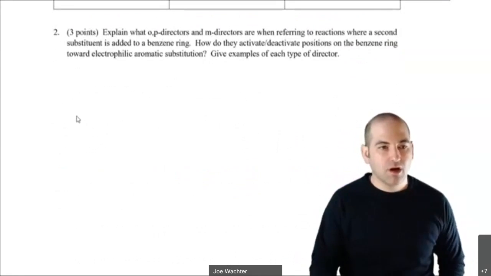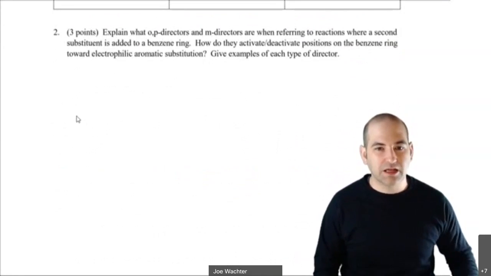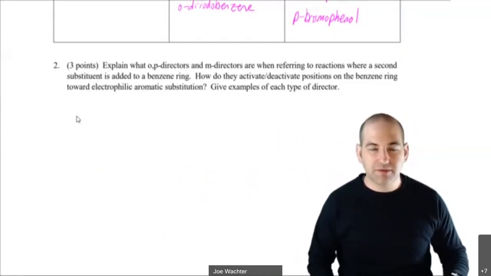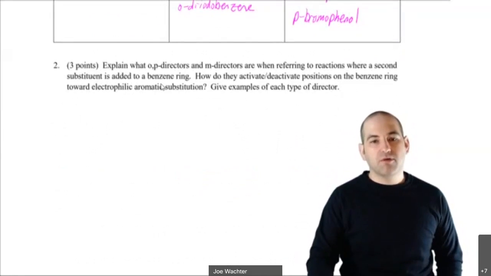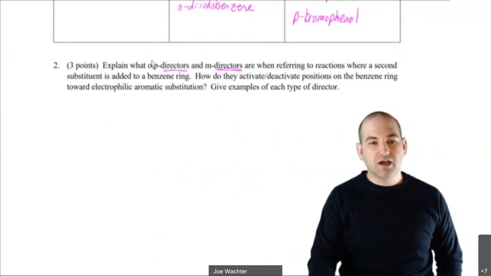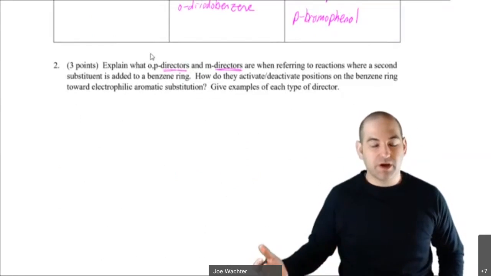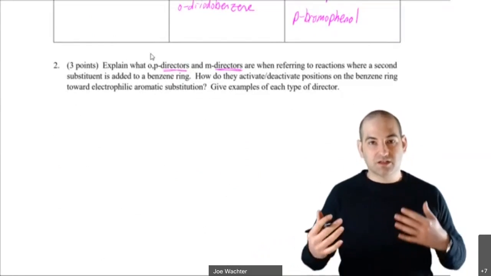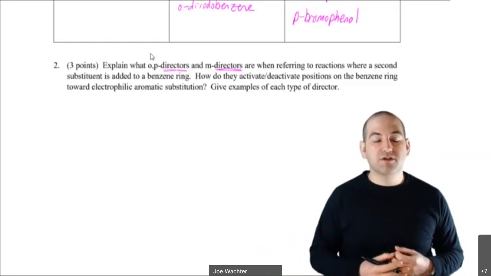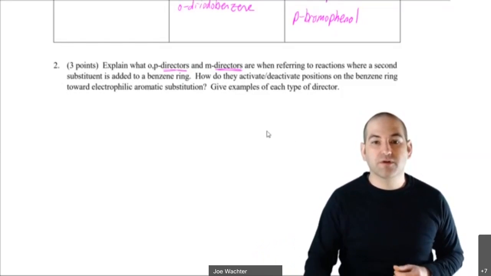All right, ortho-para directors. So I got some interesting answers on this. Most of you, I think, basically knew what you were talking about. But there were a couple important things to notice here. First of all, the question is asking about directors. It doesn't say what is ortho, what is para, and what is meta. It doesn't ask to define the relationship. It's what are the directors when referring to reactions?